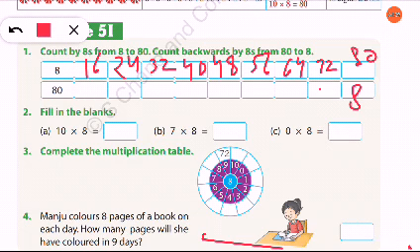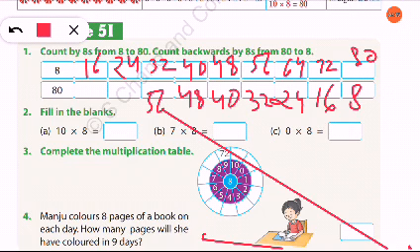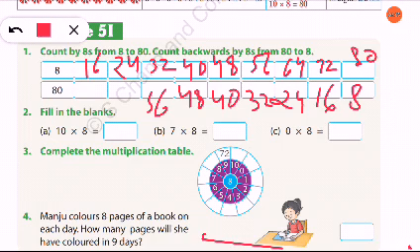8 1s are 8, 8 2s are 16, 8 3s are 24, 8 4s are 32, 8 5s are 40, 8 6s are 48, 8 7s are 56, 8 8s are 64, 8 9s are 72, and 8 10s are 80. So your table is written in this form. Write very nicely and neatly. Make the boxes very properly and write the table in them.